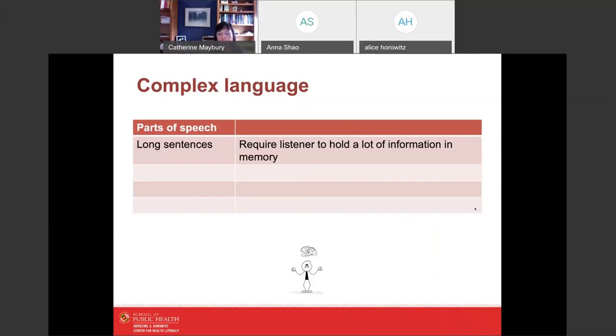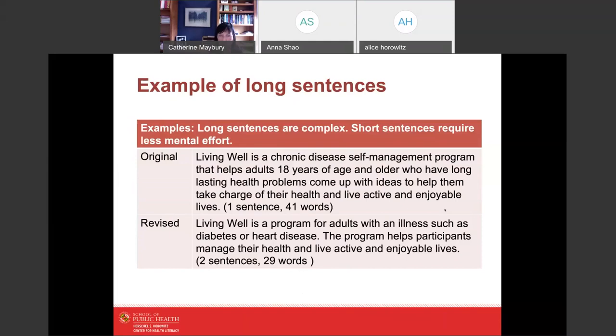A medium length sentence is about 15 to 20 words. Long sentences are harder to process because they require the listener to hold a lot of information in working memory. Also, when you use long sentences, they often have multiple thoughts per sentence, which makes it yet harder to process and retain in memory. So here's an example of a long, complex sentence. The original is: Living Well is a chronic disease self-management program that helps adults 18 years of age and older who have long-lasting health problems come up with ideas to help them take charge of their health and live active and enjoyable lives. So that's one sentence with 41 words.